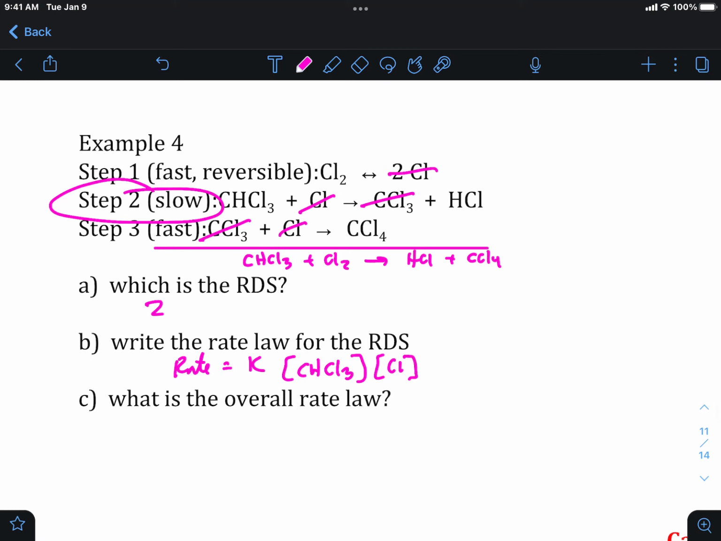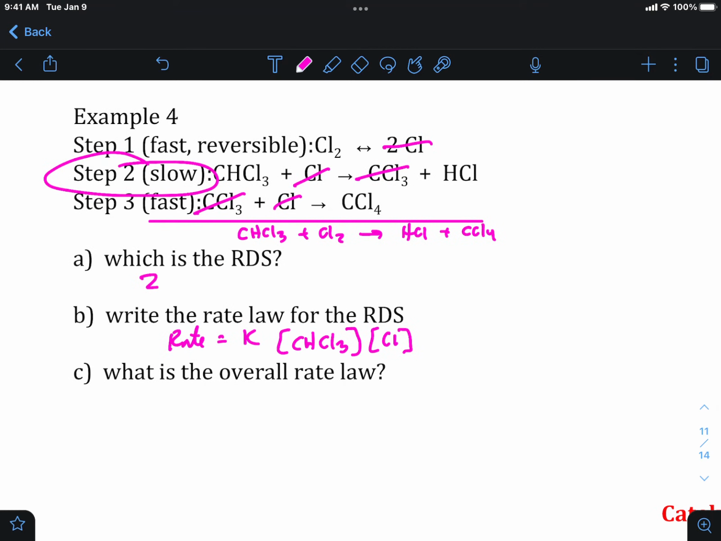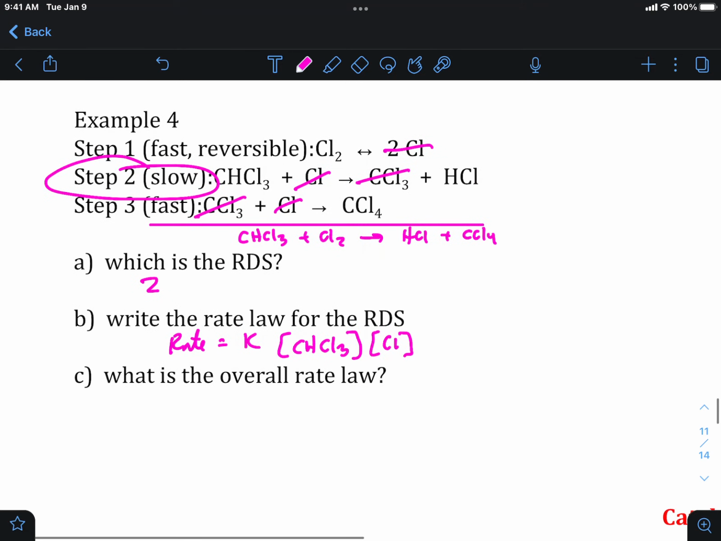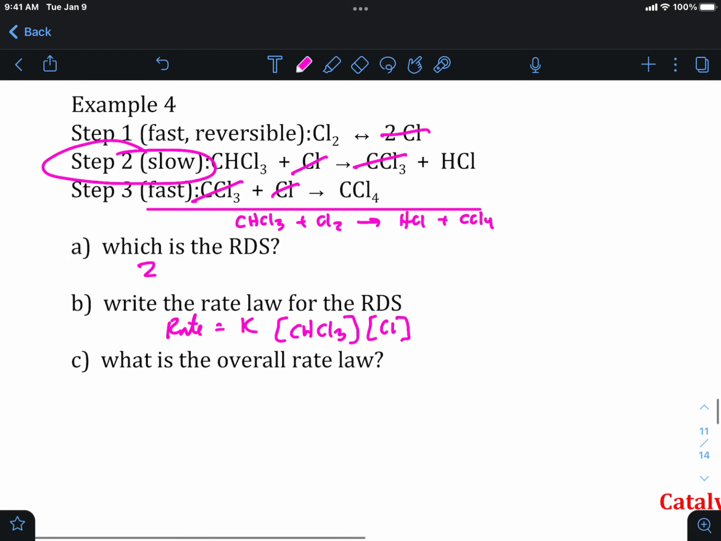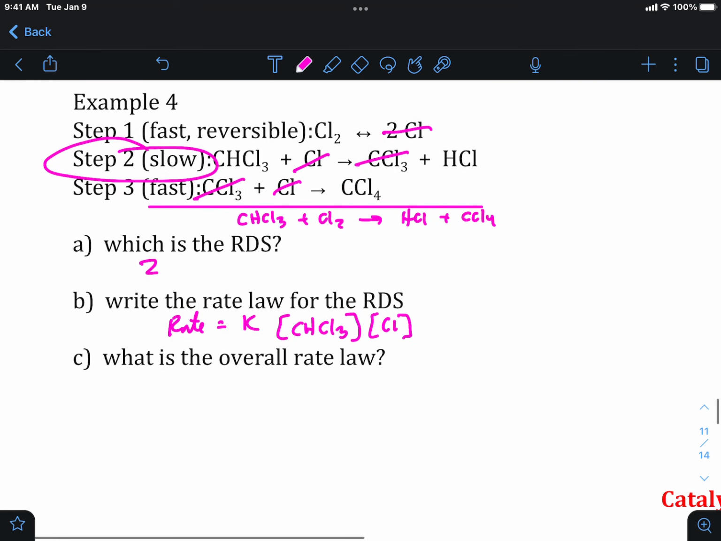What is the overall rate law? Okay, so here's the thing. You guys know that the rate law cannot include intermediates, and we just showed that we canceled. Wait, no, we didn't. Oh, sorry, I take all that back. The rate law is simply rate is equal to K times CHCl3 times. Oh, wait, no, yeah, we do. Sorry. We do have an intermediate. What is the intermediate? Yeah, chlorine. All right, so chlorine has to be substituted for.